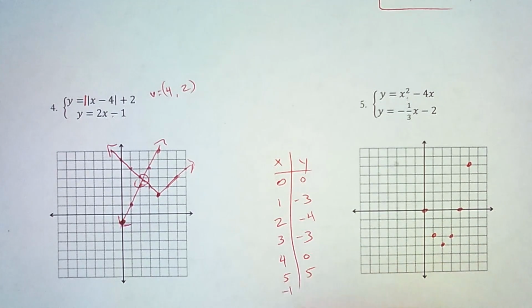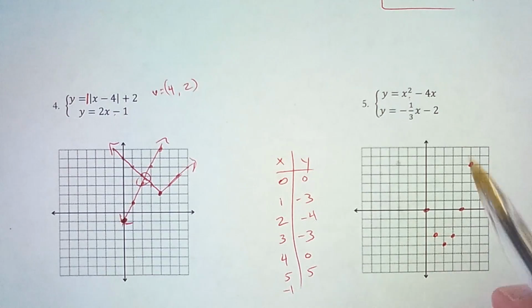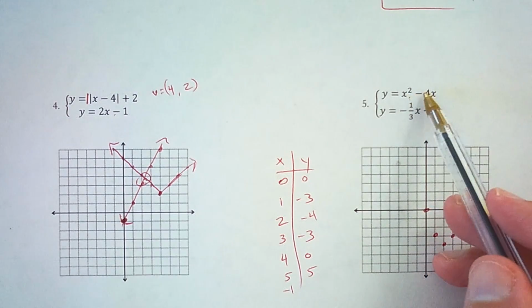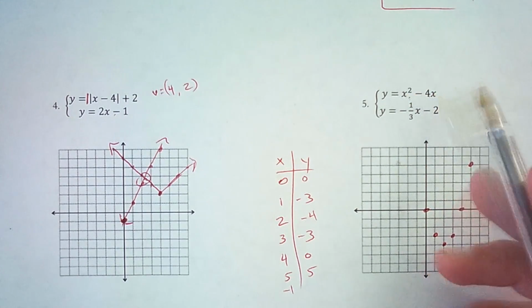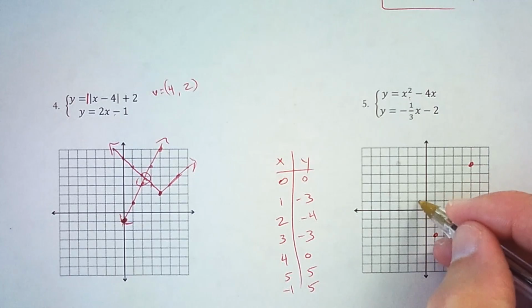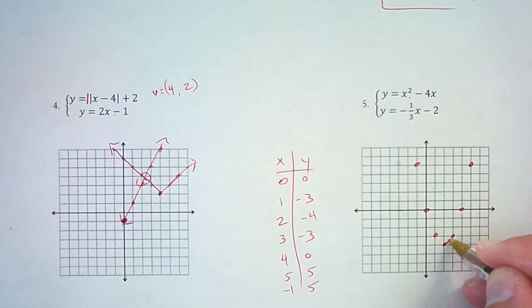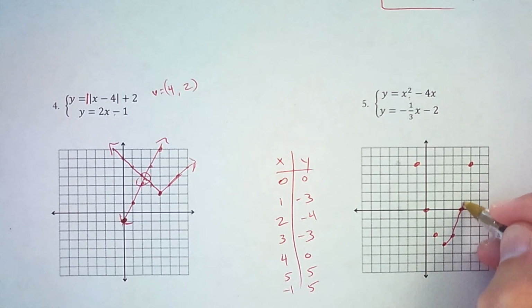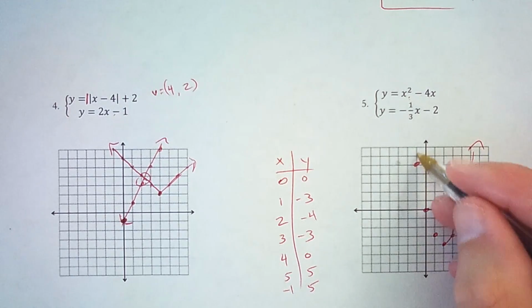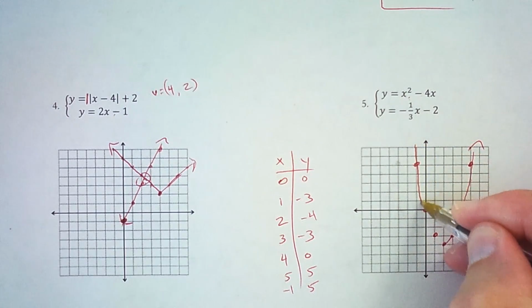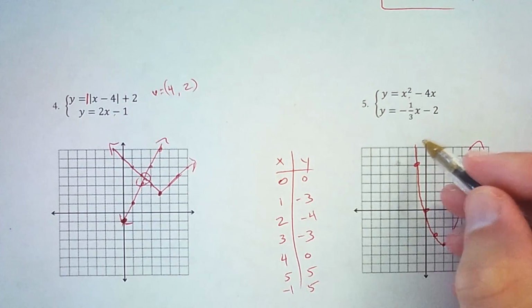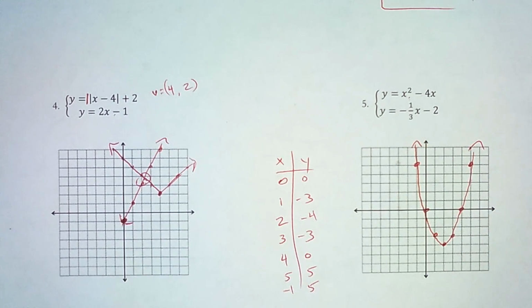Well, let's go back the other direction. We'll put in a negative 1. So that would be 1 minus negative 4, which is 5. Negative 1, 5. And that's going to give me the full picture of this parabola. Okay, so there's the parabola.